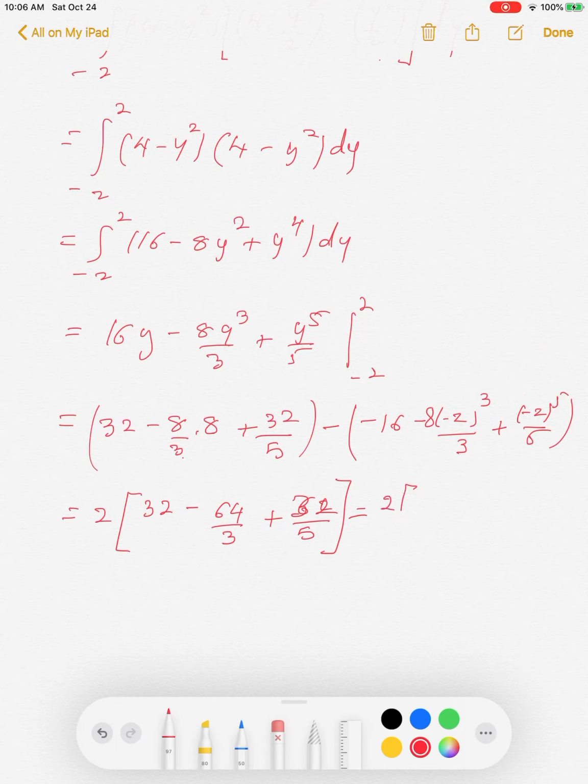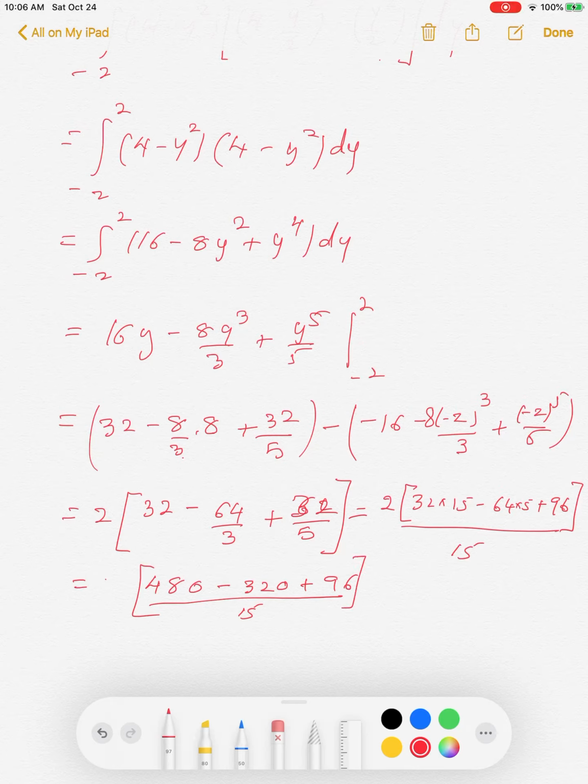So it's going to be whatever it turns out to be. You multiply by 15 times 32 minus 64 times 5 plus 32 times 3 will be 96, that I can calculate, over 15, and that's going to be 330, 480 I guess, and 64 times 5 is 320 plus 96 by 15 times 2. So that's 160 plus 96, 160 plus 96 is 256 by 15, which is 512.